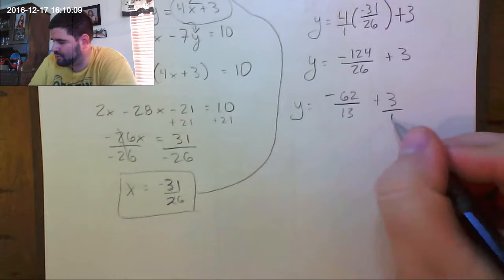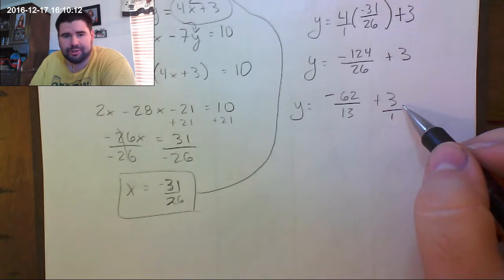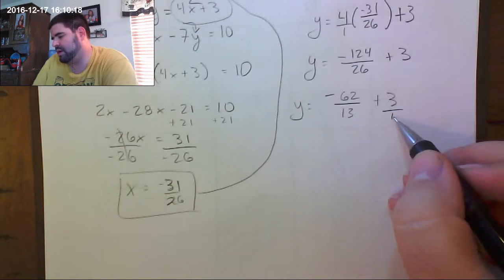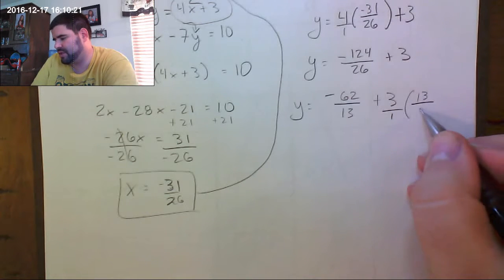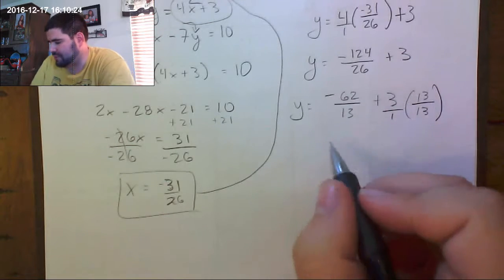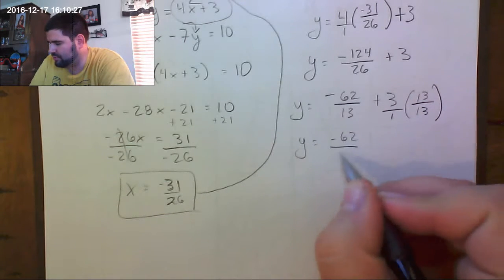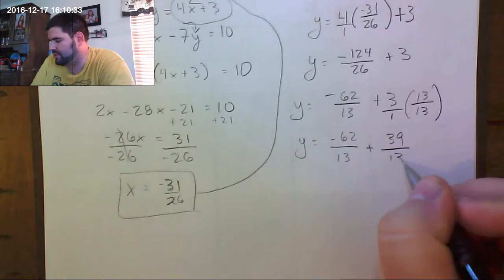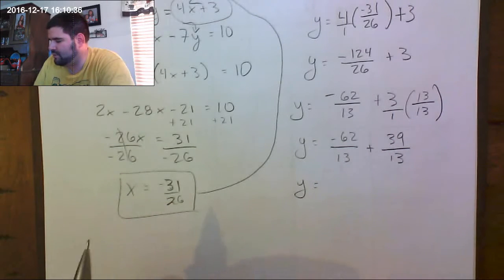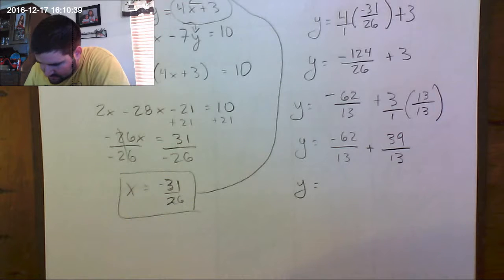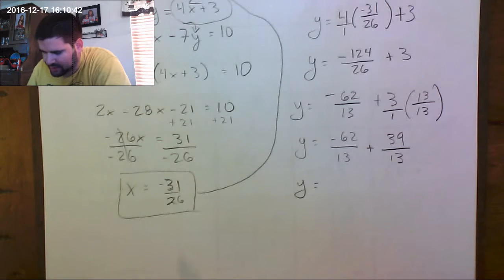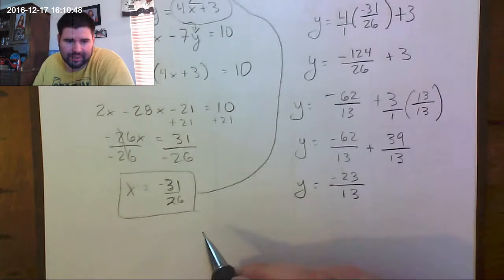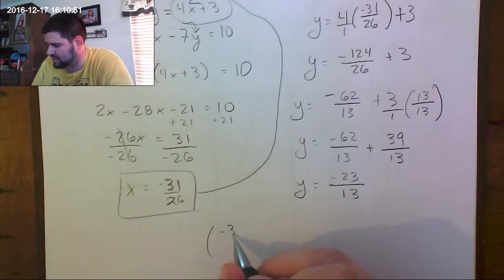When you have a whole number, you just put a 1 underneath it, and now it's turned into a fraction, and now I can add them, except they don't have a common denominator. So I have to make this 1 look like a 13. That means I have to multiply by 13 on top and bottom. And so I get y is equal to negative 62 over 13 plus 3 times 13, which is 39, over 13. Now I can add them. Y equals negative 62 plus 39, and that is negative 23 over 13. And so that's my y, that's my x, and I put them into a lovely coordinate system like this.